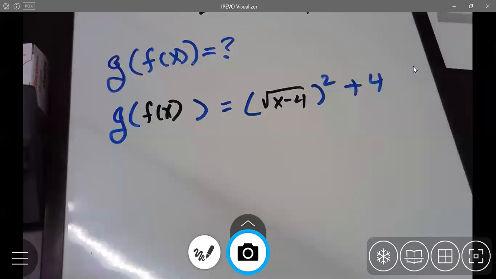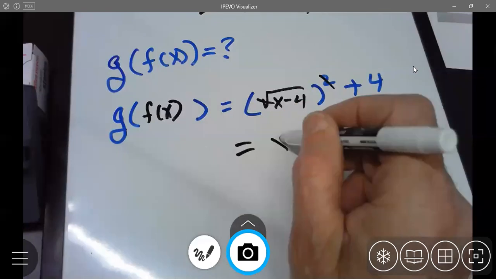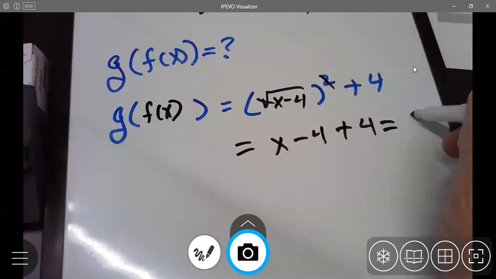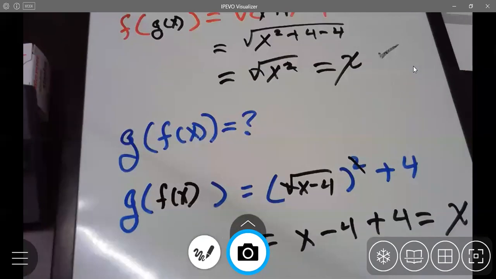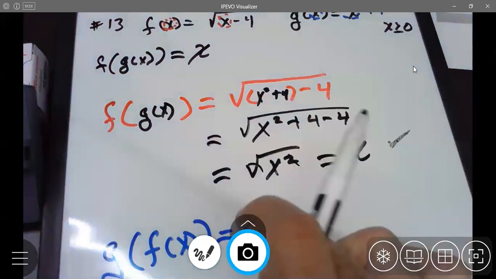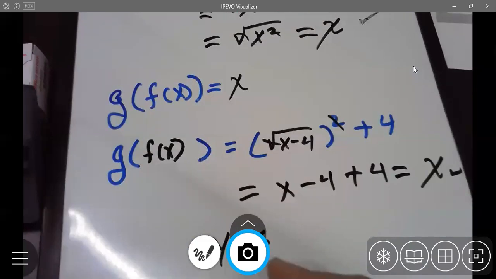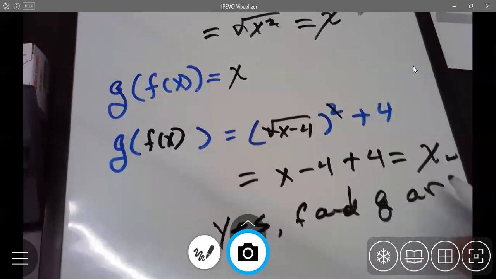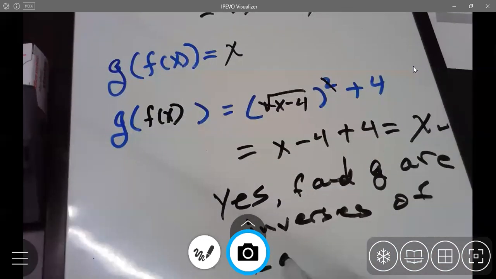And so the square and the square root cancel out, they're inverses, and we get x minus 4 plus 4. The 4s cancel out, they go to 0, and all we have left is x. And we can say yes. F composed with g, we get x, and g composed with f of x, we get x. And so yes, they are inverses. F and g are inverses of each other.